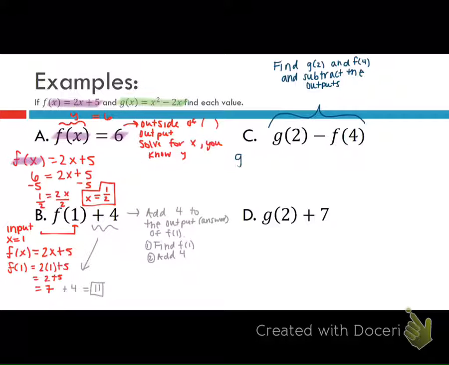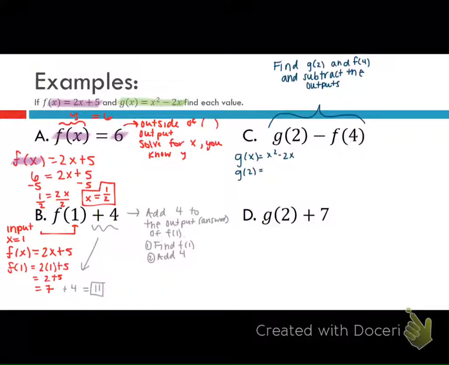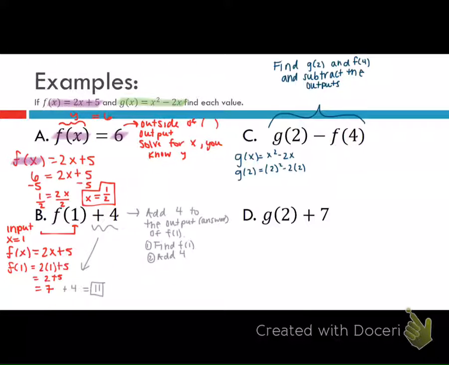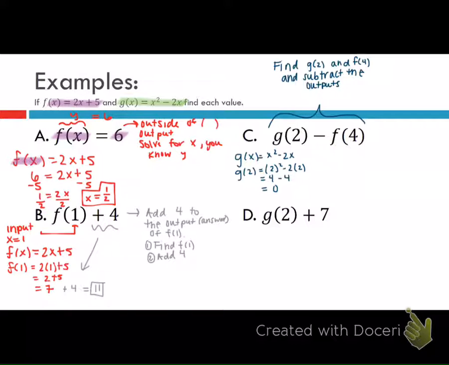So this one's g of x, so g of x is equal to x squared minus 2x. So RC, what would I do to find g of 2? You would put parentheses, take 2 squared minus 2 in parentheses 2. Perfect. So exponents first. So I get 0 there.